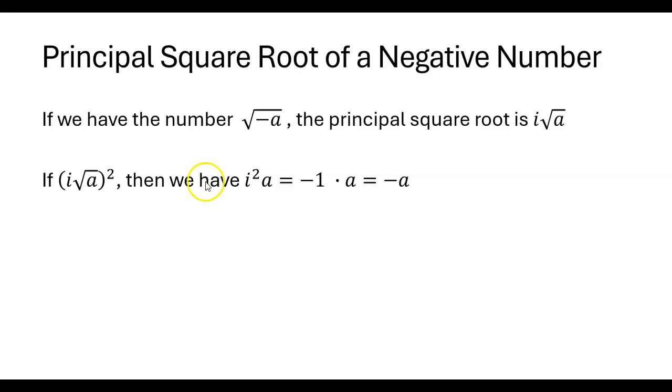So with that, if we have i times the square root of a, and we square that entire thing, well, i squared is just i squared, and then the square root of a squared is just a. So i square root of a squared gives us i squared a. We know that i squared is the same as -1, so we have -1 times a, which gives us -a.